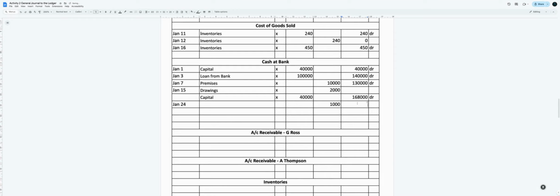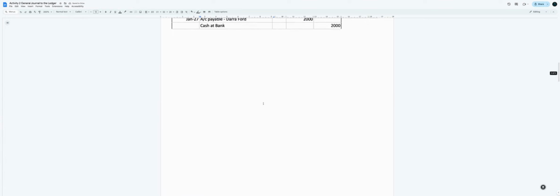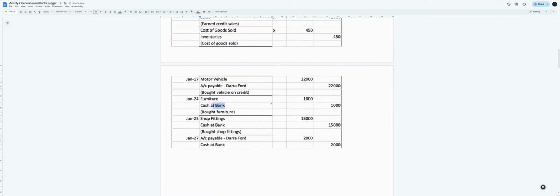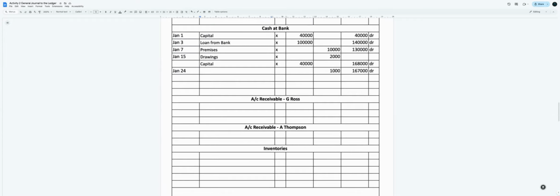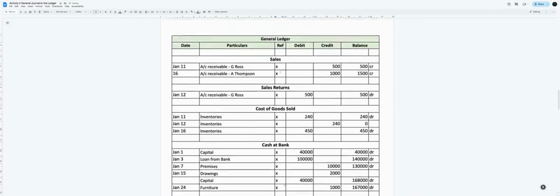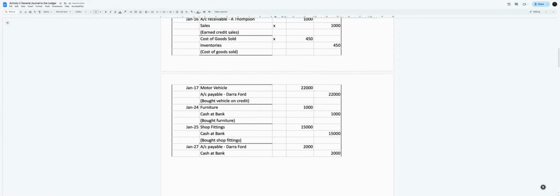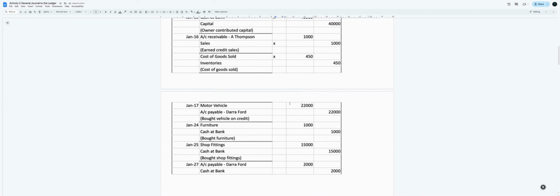Now this will decrease this. So this should be $167,000 debit. What do we write in the particulars? Going back to January 24, there's our cash at bank. Okay, so we've got to write in furniture. So let's grab that, paste that in. We've posted that, give it a tick or a cross. There it is, cash at bank, there we go. One more or two more to do.